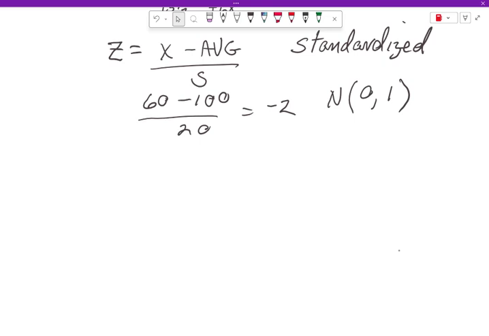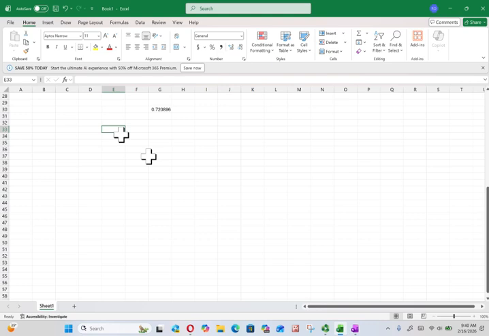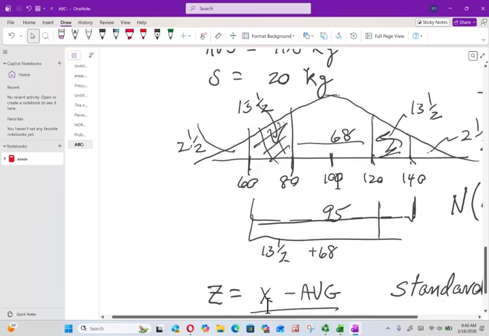The particular probabilities, go to Excel. Everything in an Excel function for probability comes from the left. So I'm going to get the probability that an elephant weight is less than 60. What did I tell you the probability was in the empirical rule? Less than 60. Two and a half. Remember, 2.5, 68, and 95.